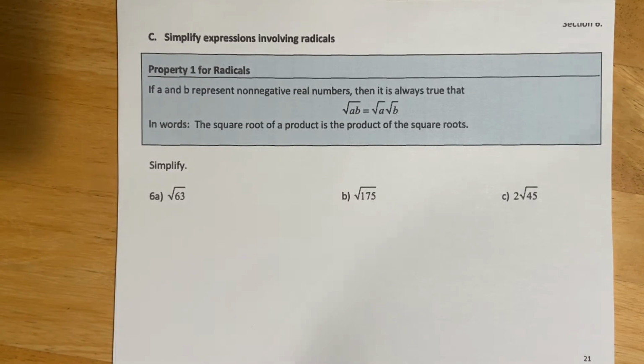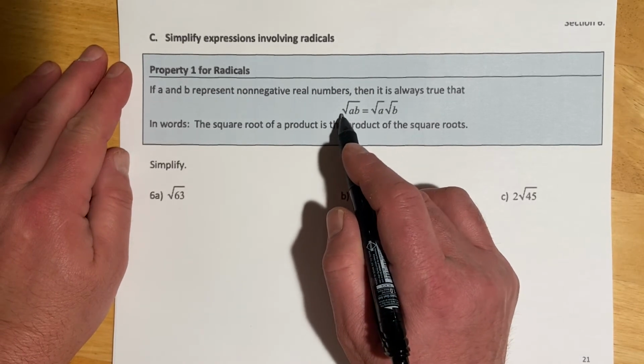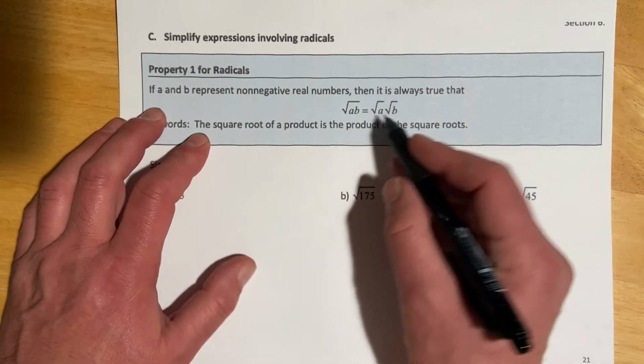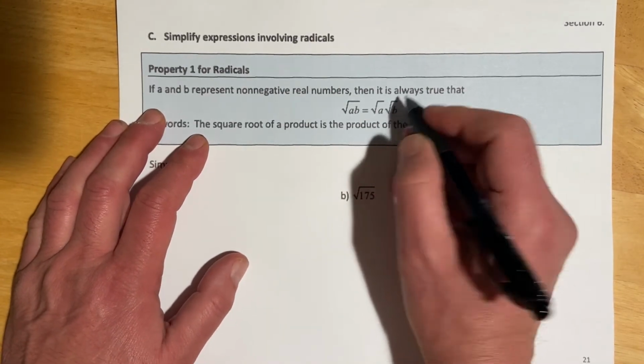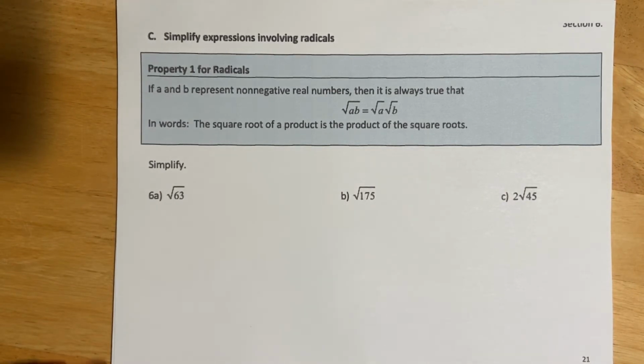Okay, and then last up is simplifying expressions involving radicals, and we're going to pick up property 1 for radicals here. And this basically says if I have a couple of things multiplying under a radical, if it is helpful, I can think of that as 2 separate radicals. And I will show you where that is sometimes helpful.